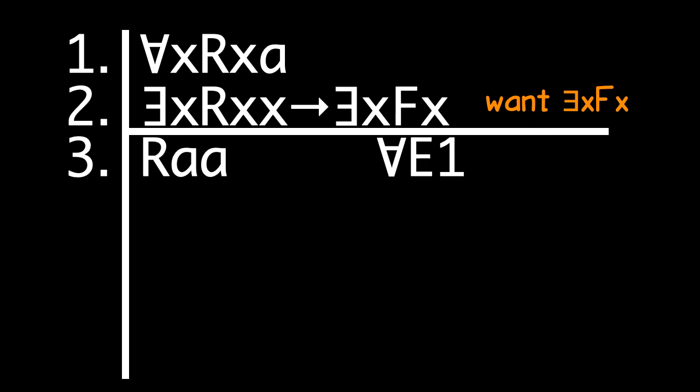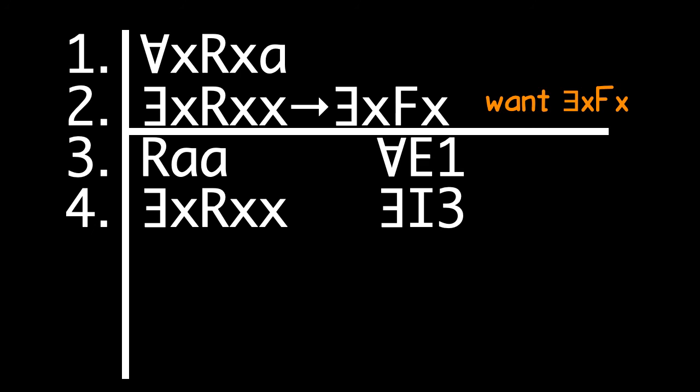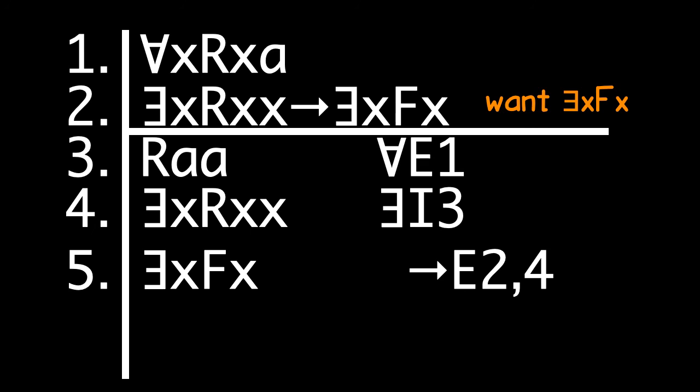So we write down RAA on line 3. Notice we can get exists x, rxx from RAA by existential introduction. That's the antecedent of the conditional that we have on line 2, so we can apply the arrow elimination rule. It lets us write down exists x, fx, arrow e, applied to line 2, comma, line 4. We're done. Now, if you're working the proof out yourself, I wouldn't necessarily expect you to get it this quickly.